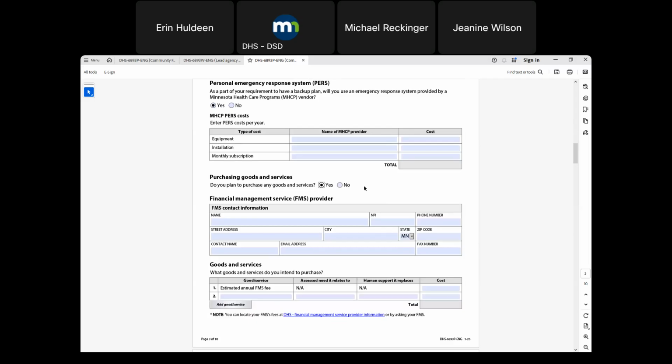So you, as the CFSS provider agency, are going to be managing and hiring and paying the workers under the personal care line. But if an individual chooses to use some of their units, convert those into dollars to purchase goods and services, that's going to be managed by the financial management service provider. Okay, so you might see FMS information on here if the person has chosen to access goods and services.